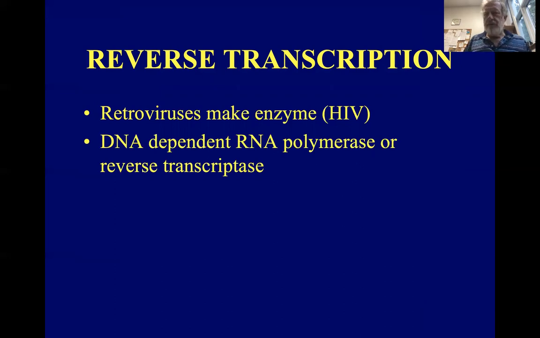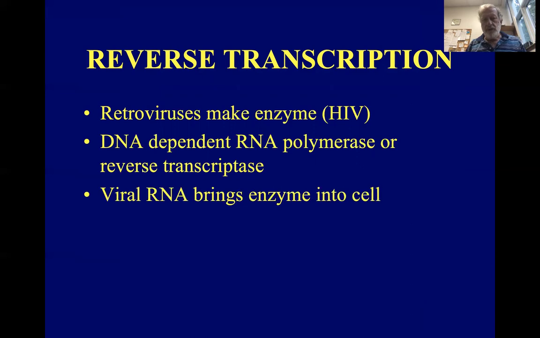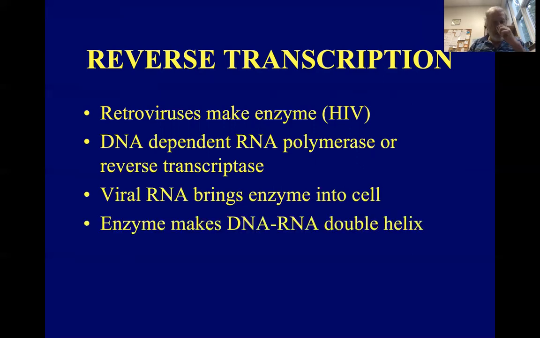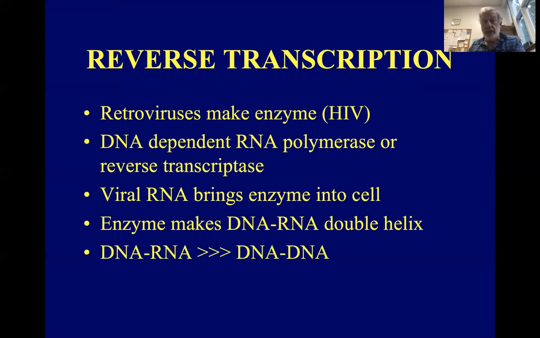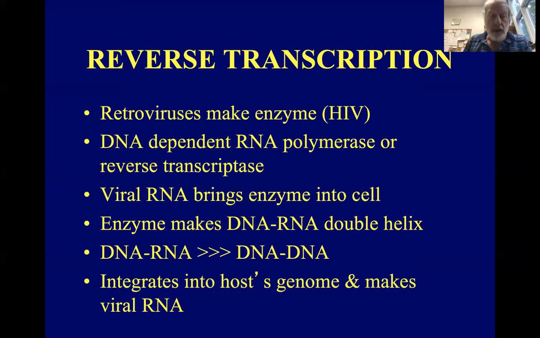The longer name for reverse transcriptase is RNA-dependent DNA polymerase, but it's just always called reverse transcriptase. Viral RNA brings this enzyme into the cell. The enzyme makes a DNA-RNA double helix, which then gets converted to a DNA-DNA double helix, which then gets integrated into the host's genome. And so now we've got the virus's genes in our genome. And of course, when they get turned on, it makes viral proteins.